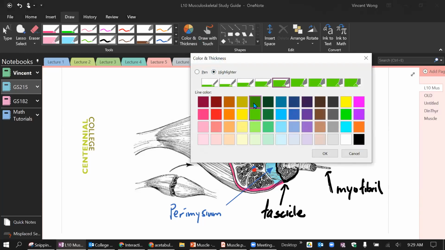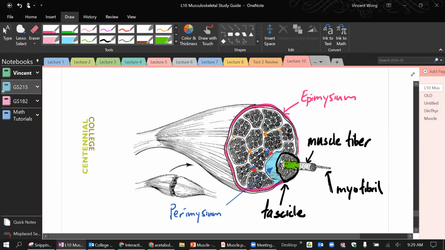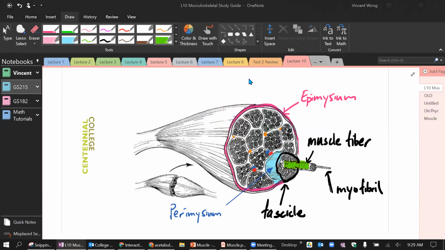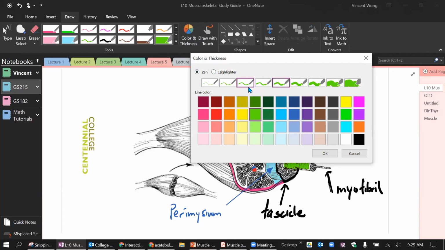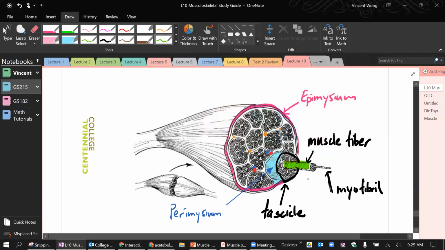It takes some time to get used to. But here, surrounding the myofiber, that would be yet another layer of connective tissue. And that is the endomysium.